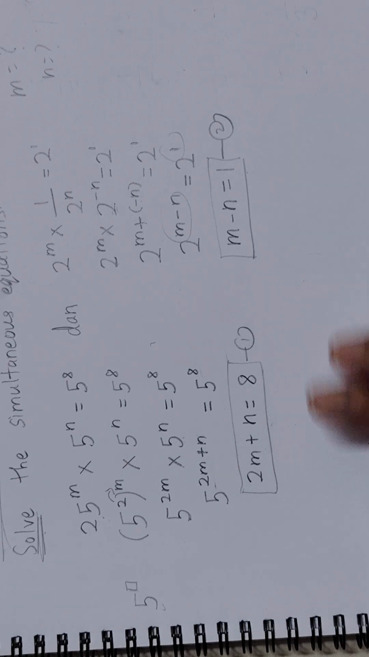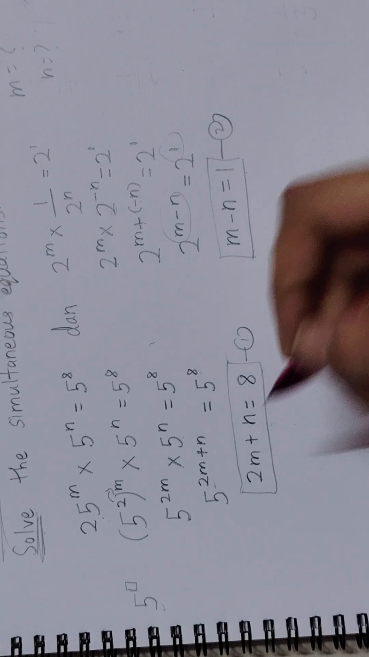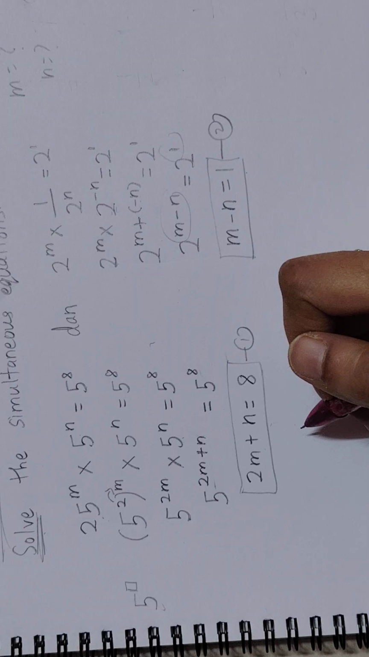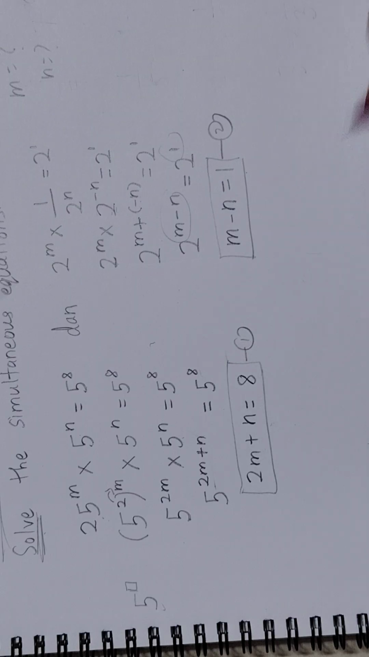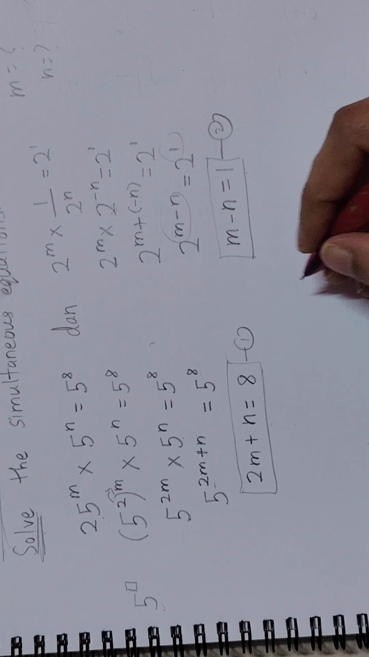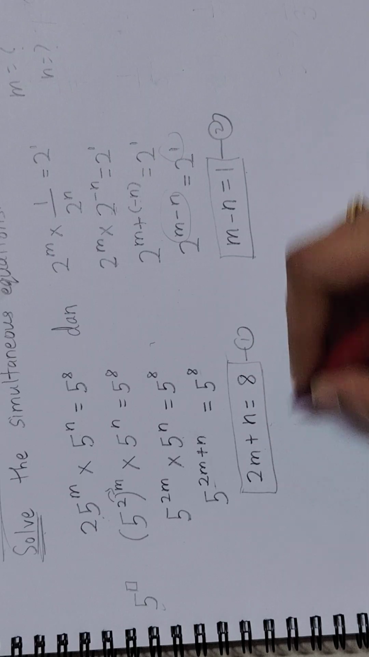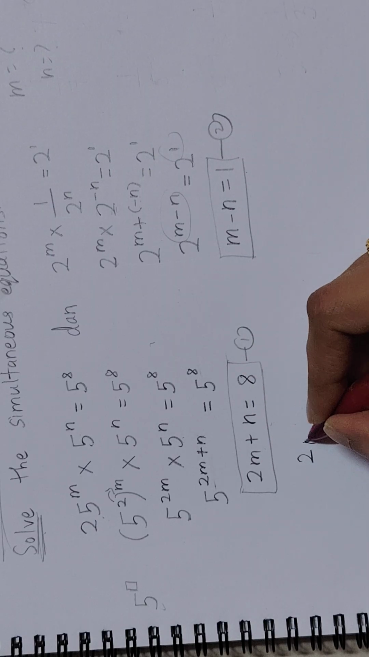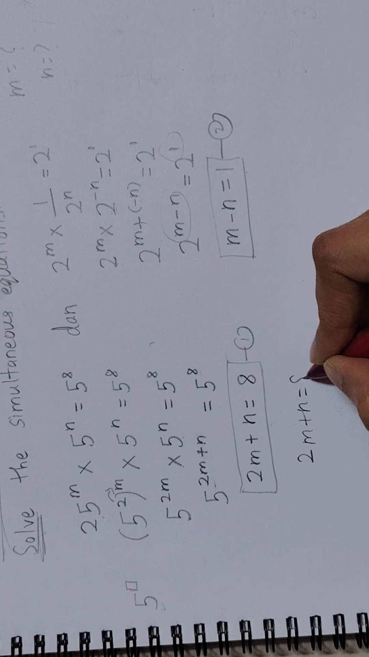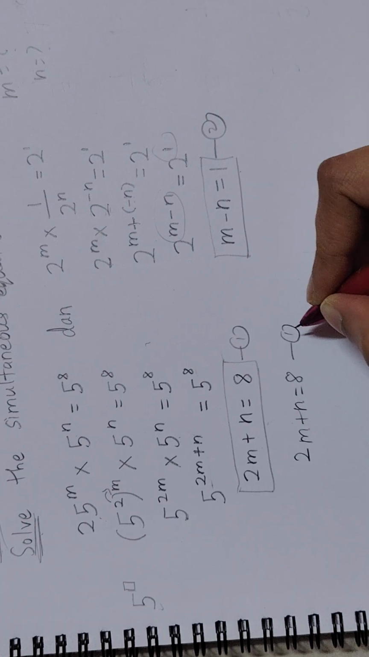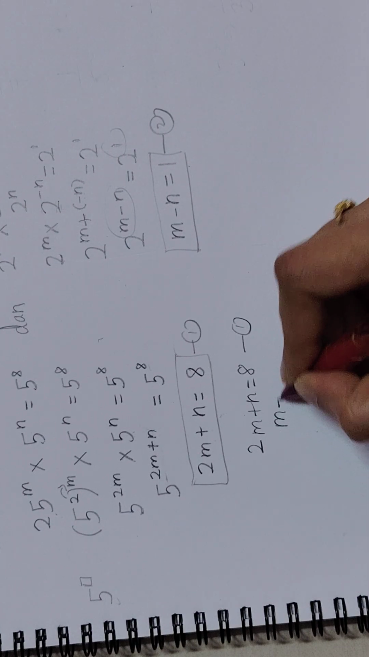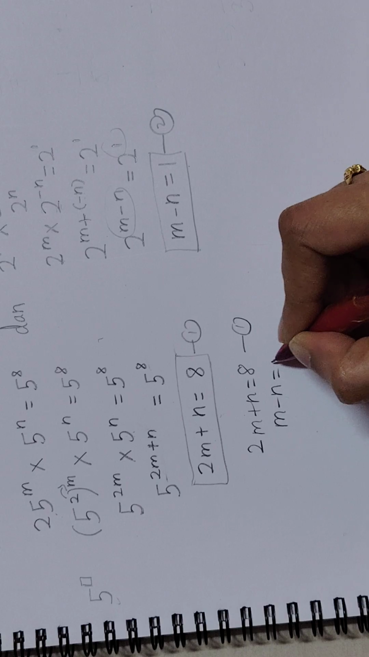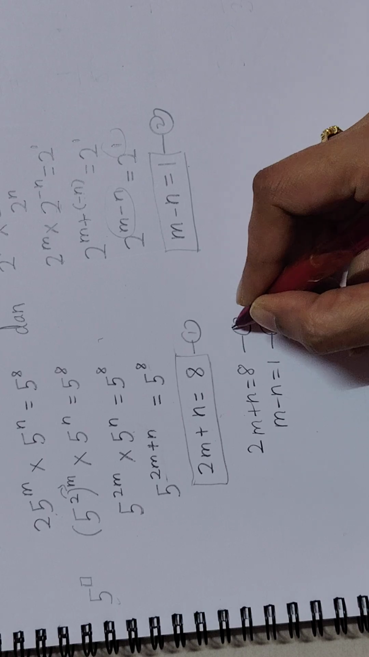Now this one is what you learned in your form 1. We are going to use the substitution method or elimination method for these two equations. So you get these two different equations. First write it first. 2m plus n equals 8. This is your first one. Next one is m minus n equals 1. This is your second equation.